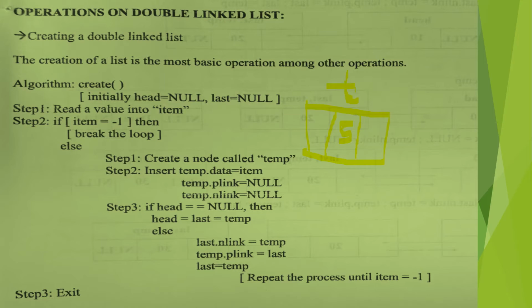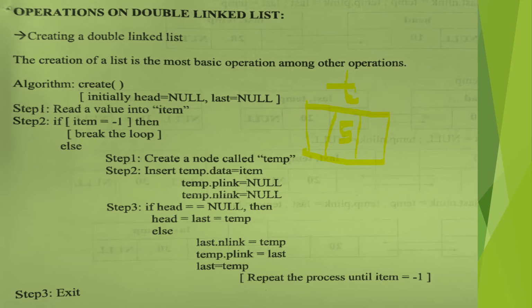If head equal to null, then head equal to last equal to temp. Since this is the only one element, head, temp and last are same. Else if head is not equal to null, means if we want to insert another element, then last dot n link equal to temp, temp dot p link equal to last, last equal to temp. Repeat the process until item equal to -1.